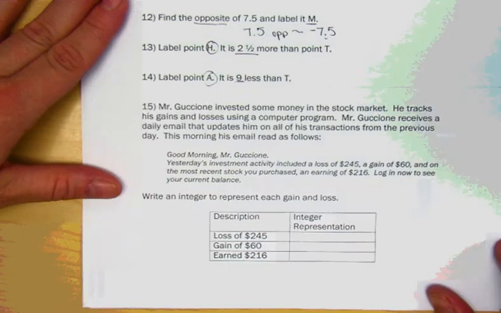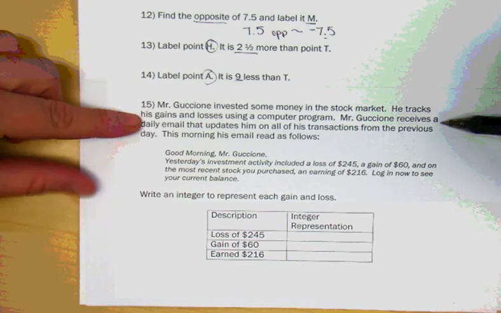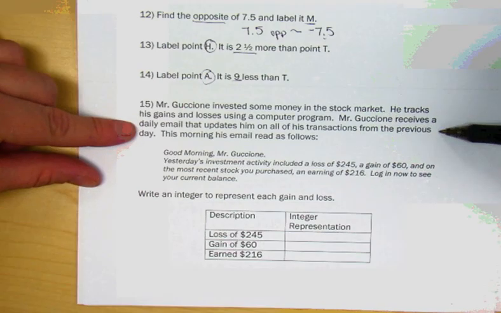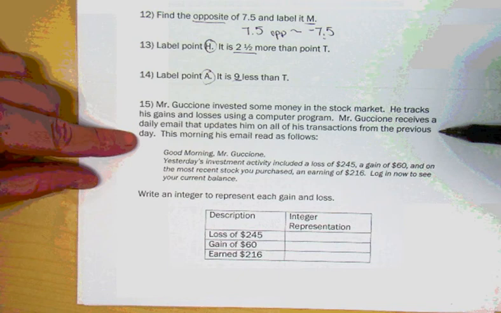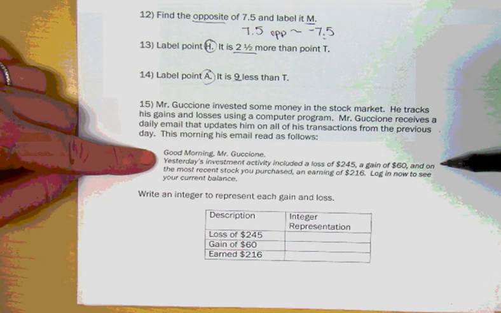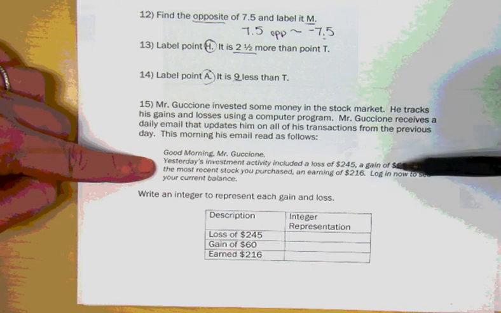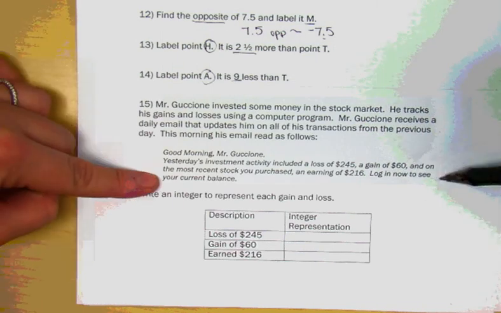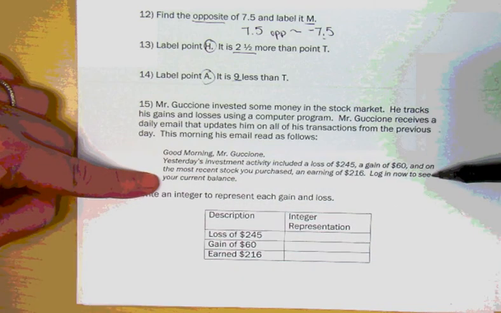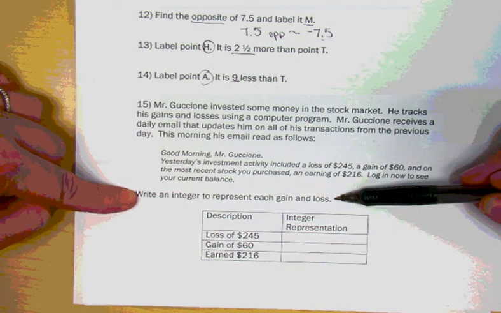Number 15. Mr. Guccione invested some money in the stock market. He tracks his gains and losses using a computer program. Mr. Guccione receives a daily email that updates him on all of his transactions from the previous day. This morning, his email reads as follows. Good morning, Mr. Guccione. Yesterday's investment activity included a loss of $245, a gain of $60, and on the most recent stock, you purchased an earning of $216. Now log in and see your current balance. Write an integer to represent each gain and loss.